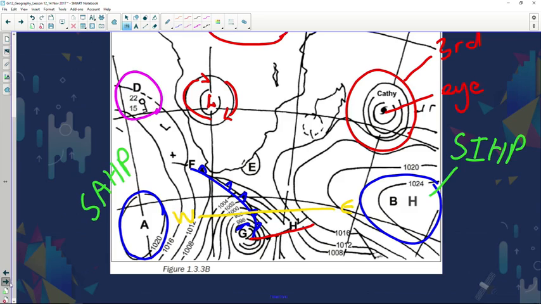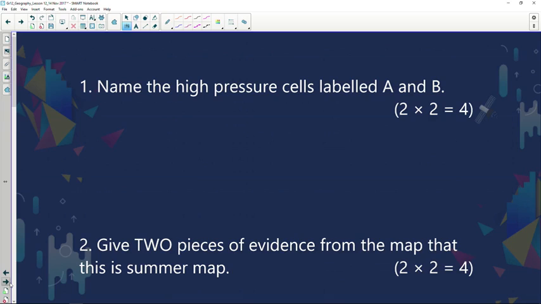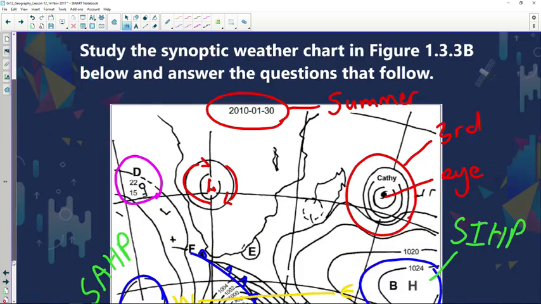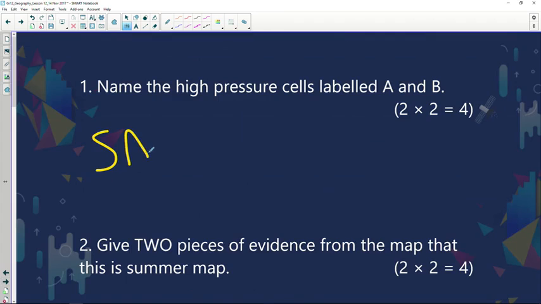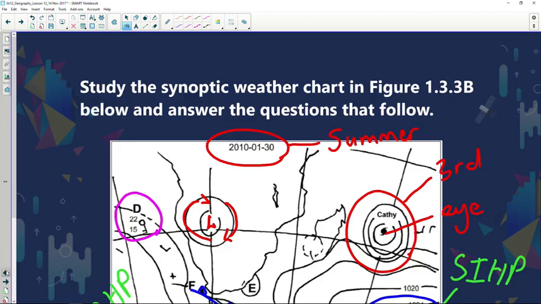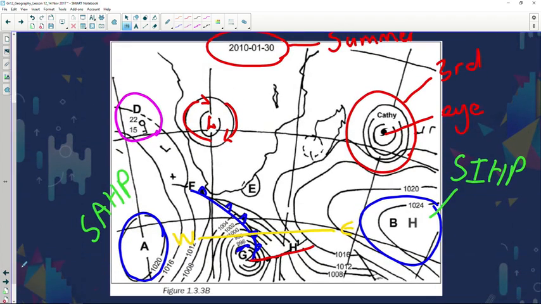And let's quickly look at the questions that are being asked over here. Name the high pressure systems, the cells labeled A and B. Let's go back to our synoptic chart. A, our South Atlantic high pressure. B, our South Indian high pressure. So I'm just going to write over here, South Atlantic high pressure system, South Indian high pressure system. Very importantly, matrics, as you can remember, the circulation of air in these high pressure systems is what? Anti-clockwise circulation taking place.